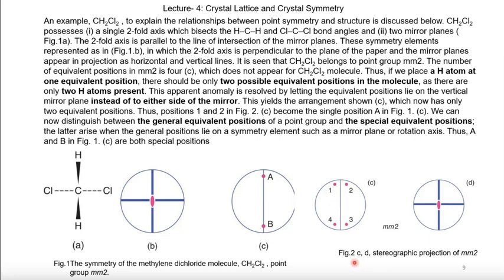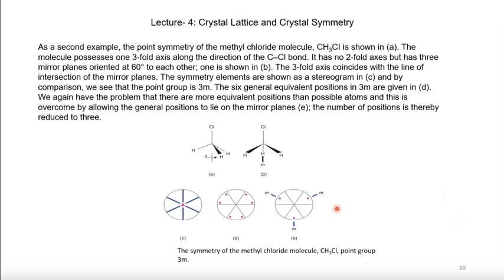We take another example of a molecule. This is a methylene chloride molecule. So if we take the methylene chloride molecule, we can immediately see that we can have a 3-fold rotation. If we rotate about this axis by 120 degrees, we get exactly the identical molecule. Then this is a 3-fold rotation axis.